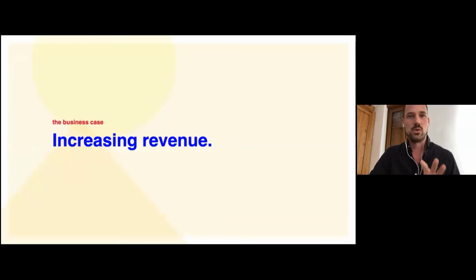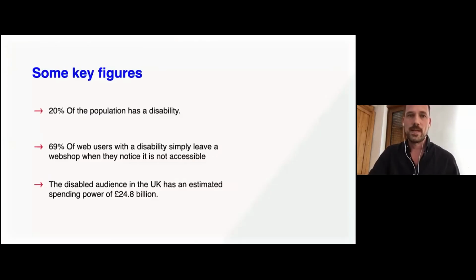Inaccessible websites lose sales, simple as that. And let me illustrate why that is and how you can increase your revenue. Let's start with some key figures. We already said 20% of the population has a disability. We know that 69% of web users with a disability simply leave a web shop when they notice it's not accessible. The disabled audience, for example in the UK, has an estimated spending power of 24.8 billion pounds. In the US, that's around $490 billion on that group.